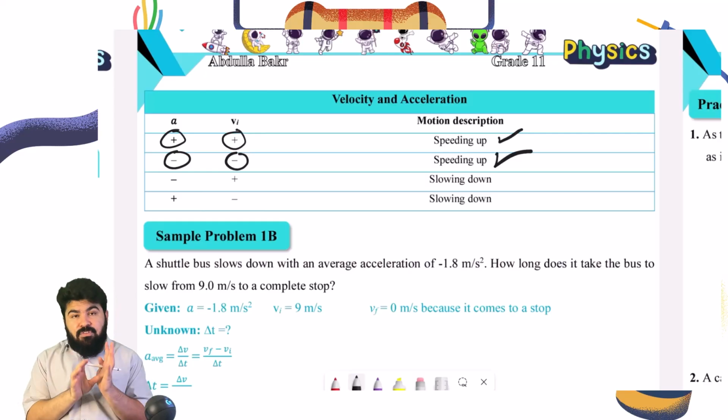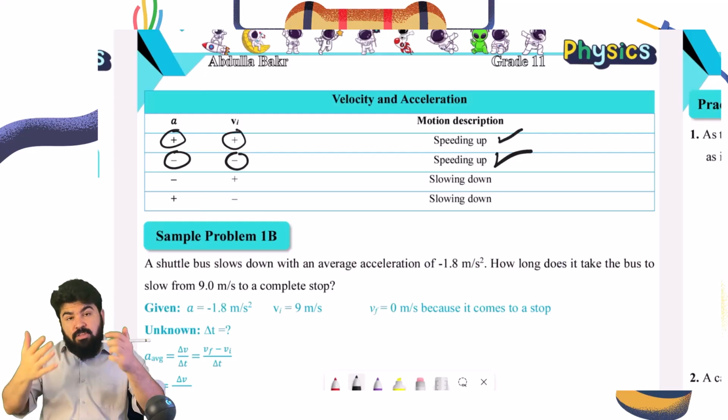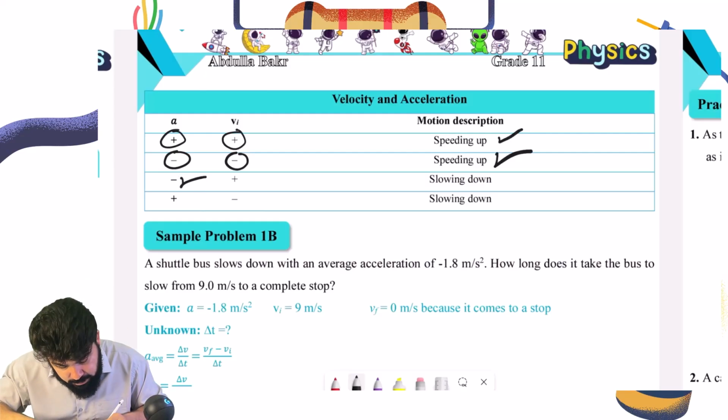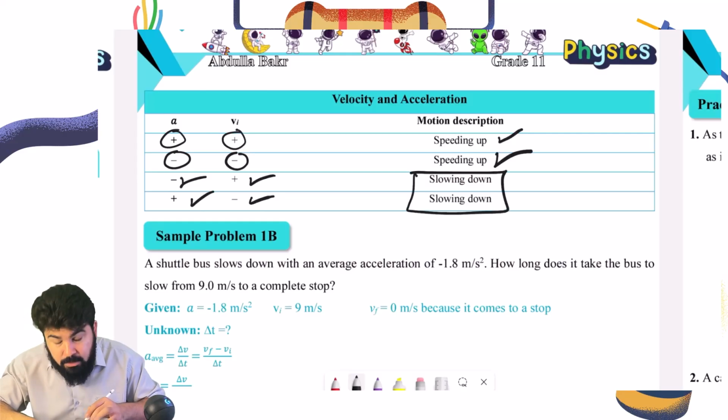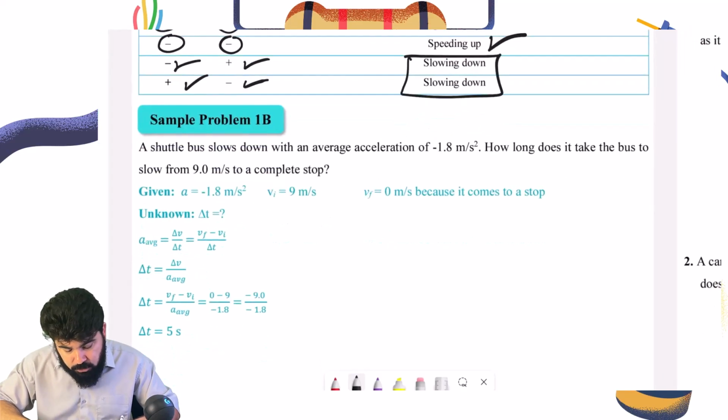If the signs are the same, positive, positive or negative, negative, it means the object is speeding up. Okay, what if they're different? If it's negative, positive or positive, negative, it means the object is slowing down. Okay, careful. Let's solve a question here.